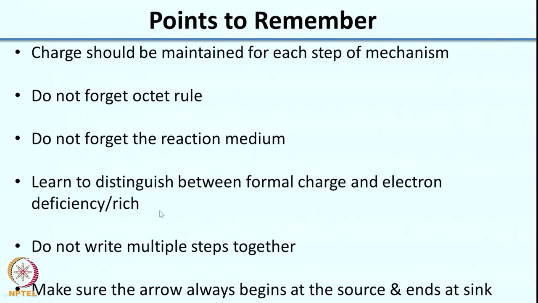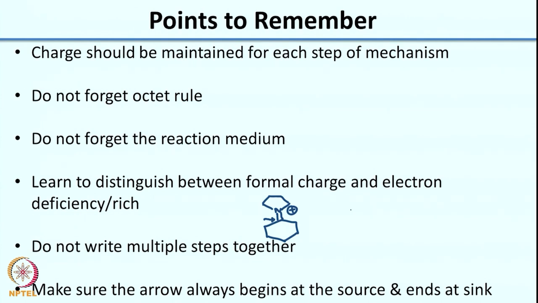And learn to distinguish between formal charge and electron deficiency. So if you see in the earlier example that we had done, you had... in the previous example that we had seen, you had a charged species, but the electron deficient center was the carbon next to the nitrogen. So you need to be able to distinguish between formal charge and electron deficiency.